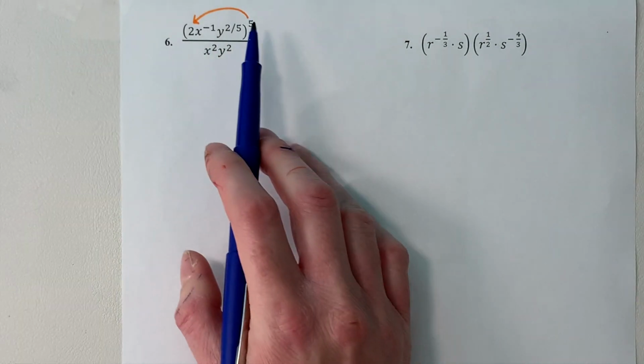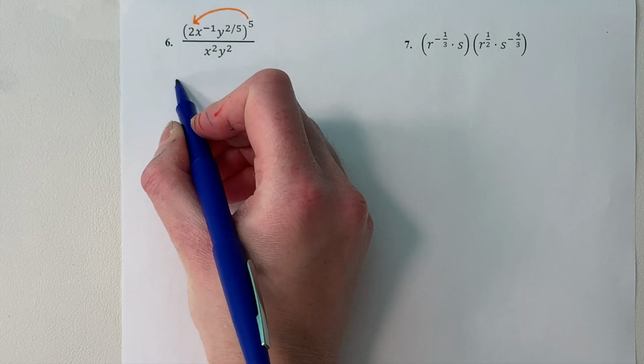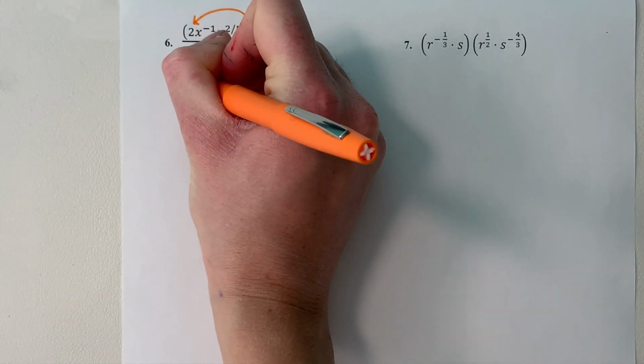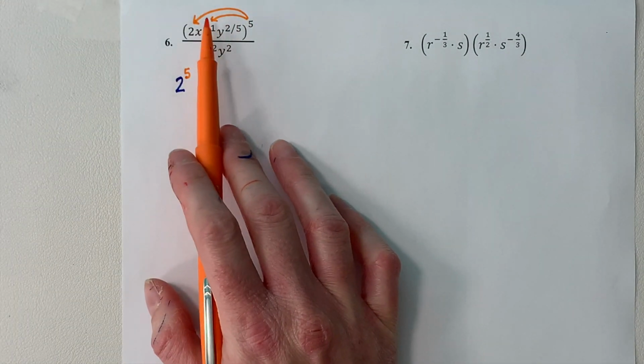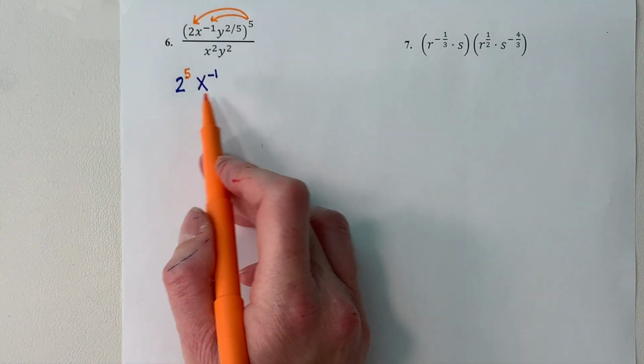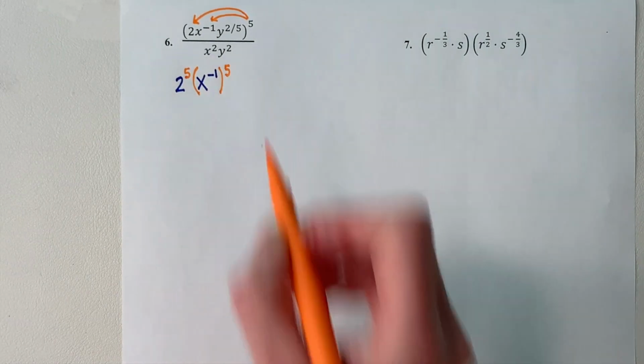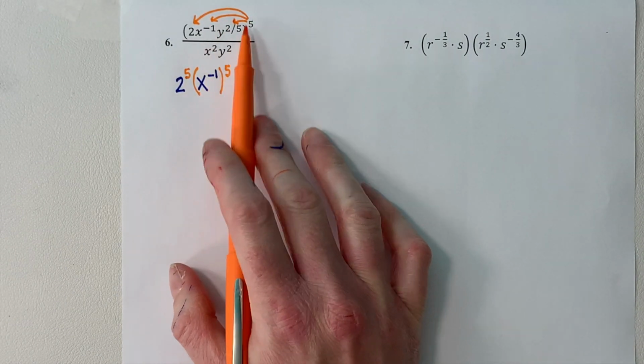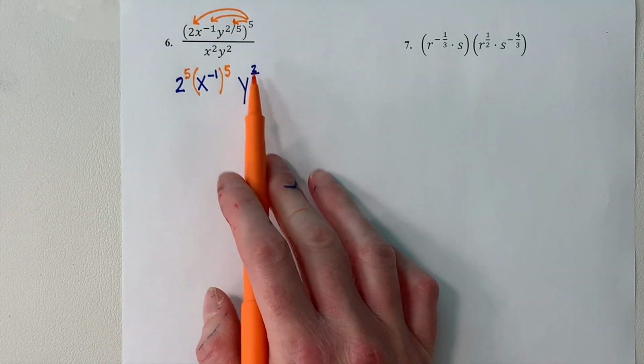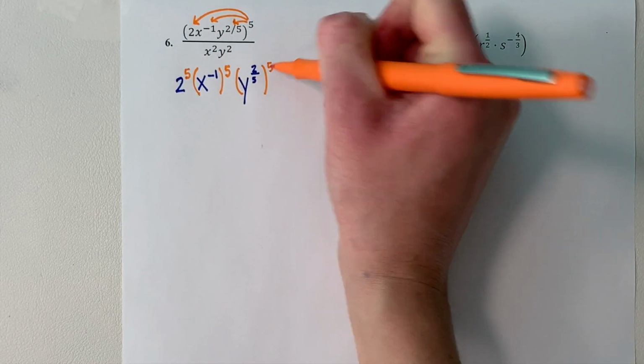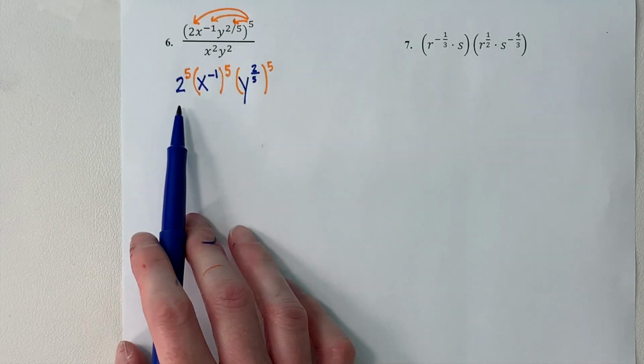Let's start by applying the 5 to the 2 to give us 2 to the 5th. Then let's apply the 5 to the x to the negative 1 to give us x to the negative 1 to the 5th. Then we'll apply the 5 to the y to the 2/5 to give us y to the 2/5 to the 5th. And for now, I'm just going to carry down the denominator.